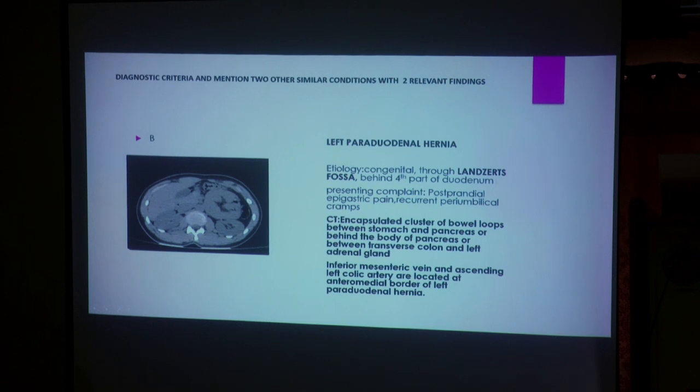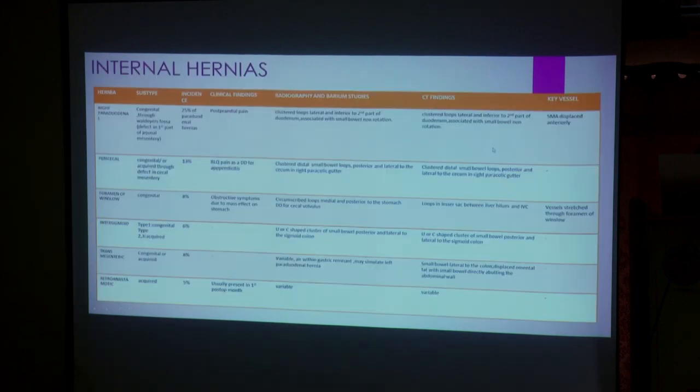Here the diagnostic criteria will be that the inferior mesenteric vein and the left colic artery are in an anteromedial relationship. So these are other internal hernias.